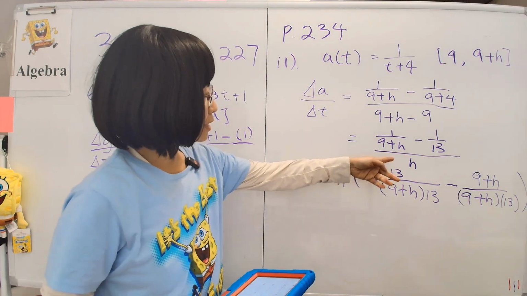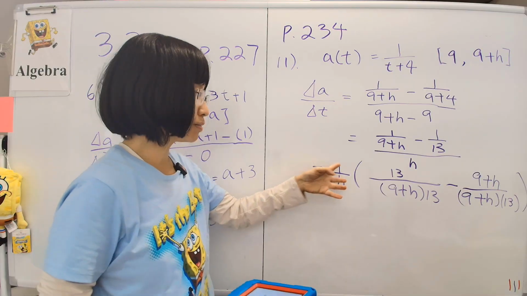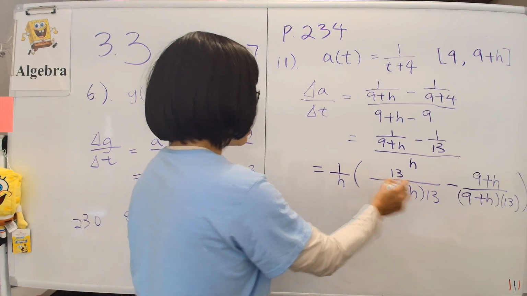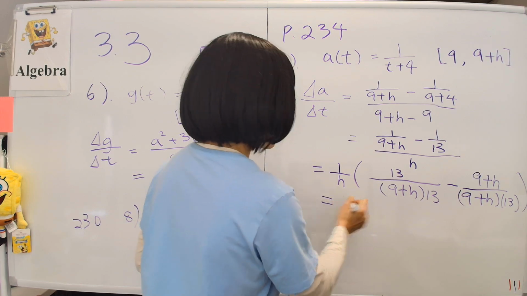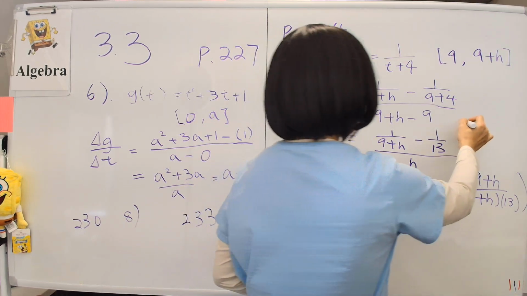So remember that dividing by h is the same as multiplying by 1 over h, which is why I have it written here. So now that we have that, this is 13 minus 9 plus h. What is 13 minus 9 plus h?